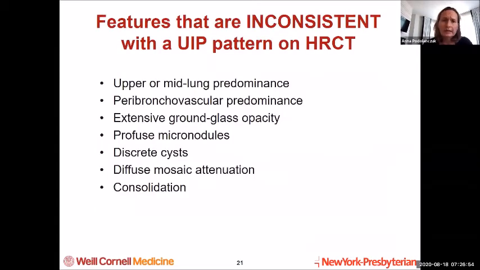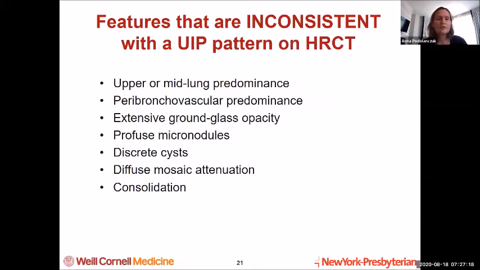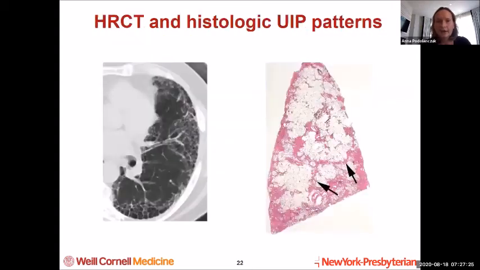Features that are inconsistent with a UIP pattern on a CAT scan include an upper or mid-lung predominance, or peribronchovascular predominance of abnormalities. If there are extensive ground glass opacities on a CAT scan, that's inconsistent with a UIP pattern. If you see a lot of micronodules or discrete cysts or mosaic attenuation or consolidations, these are all things that are inconsistent with a UIP pattern.